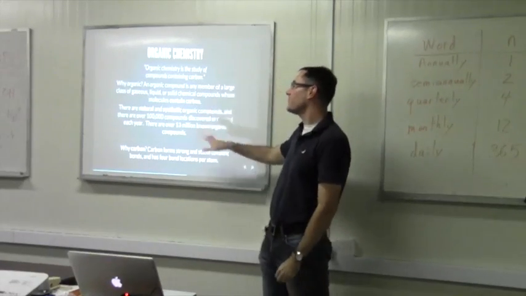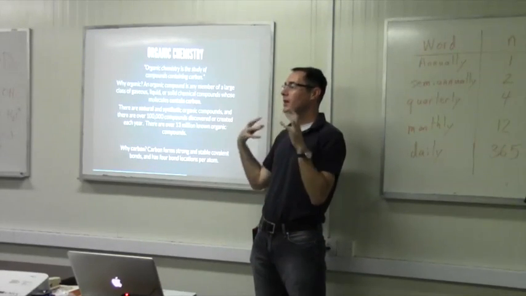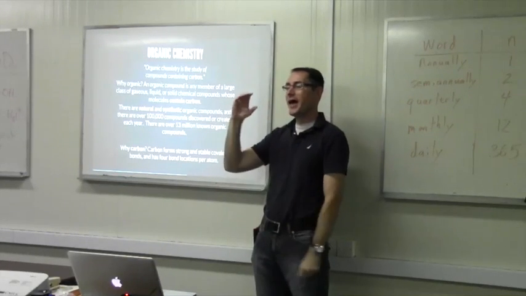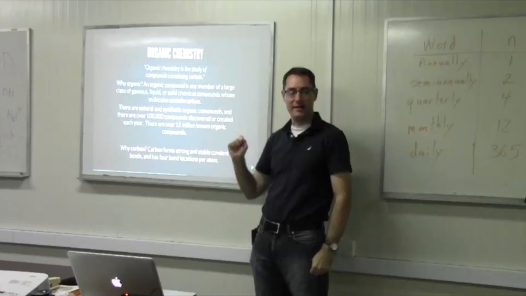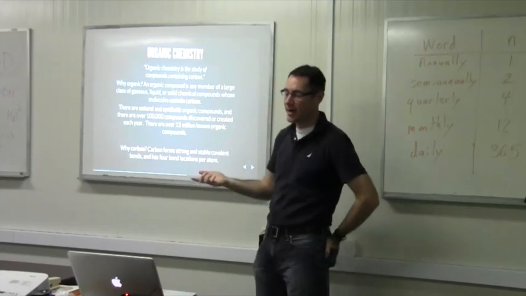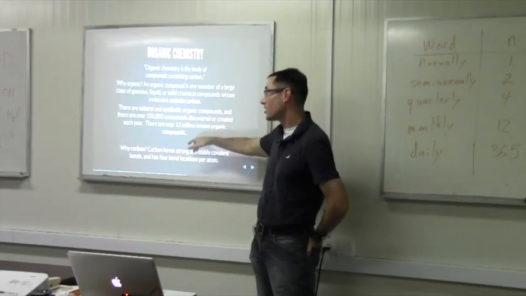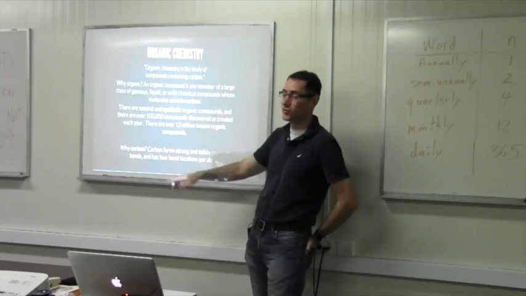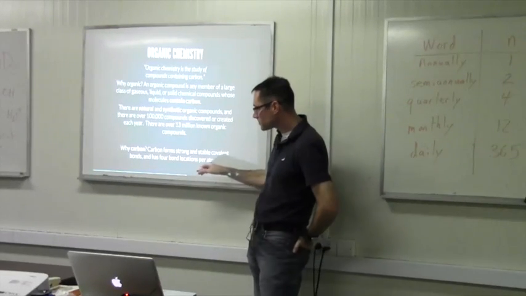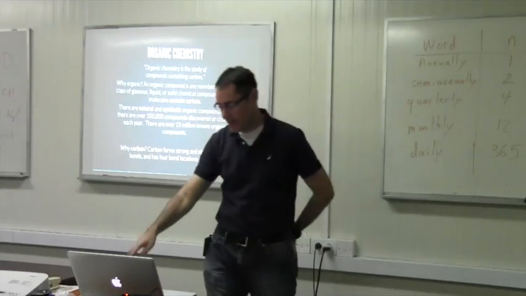And there are hundreds of thousands of organic compounds. Why are there so many? Carbon likes to bond to stuff. I don't know if you remember, carbon has 4 spots where it can bond. It needs 4 extra electrons. So you have 4 places to bond, and there are over 13 million known organic compounds. Sorry, there are 100,000 compounds discovered or created each year. It's a huge, huge field. Again, carbon forms strong bonds and has 4 bond locations.